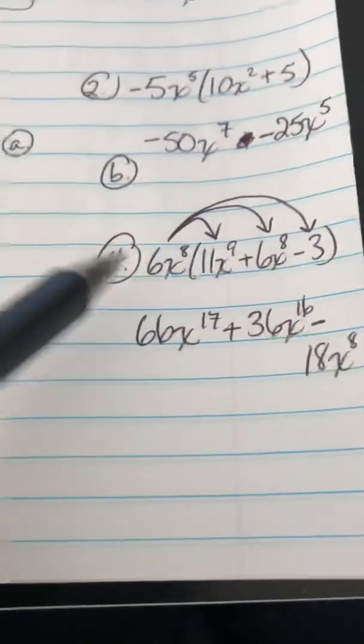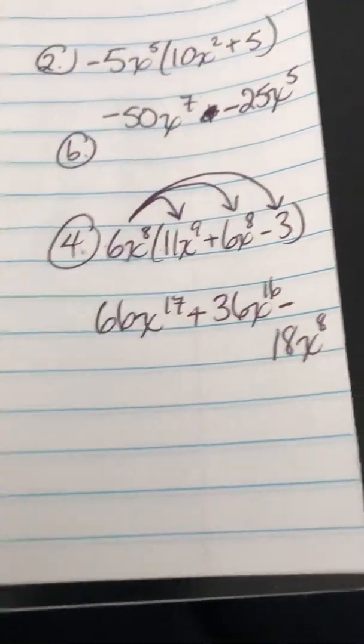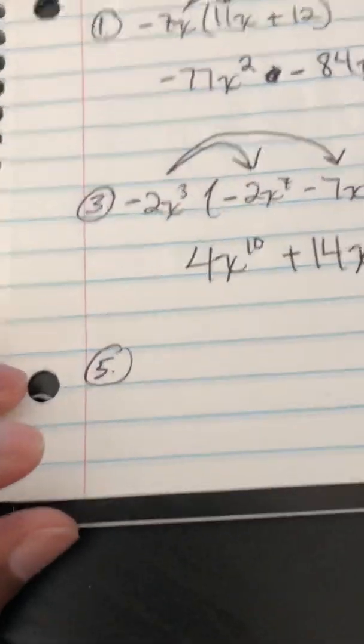It stays with it. X to the 8th, it stays. So that's what it is. That is awesome, you guys. You guys should be so proud of yourselves. I'm super proud of you because you are super intelligent. All right, last one, number 5.